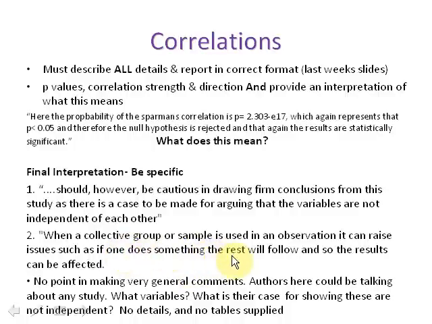Next one: when a collective group or sample is used in observation, it can raise issues such as if one does something, the rest will follow. So this is a methodological point, but here there's no point making very general comments. It could be talking about a different study. Okay, so although this is true about correlation issues in general and the design of correlational observational studies, true, in this case we're looking for your interpretation of the outcomes of a particular analysis. Okay, and they've made these assertions without providing any evidence in terms of further details.